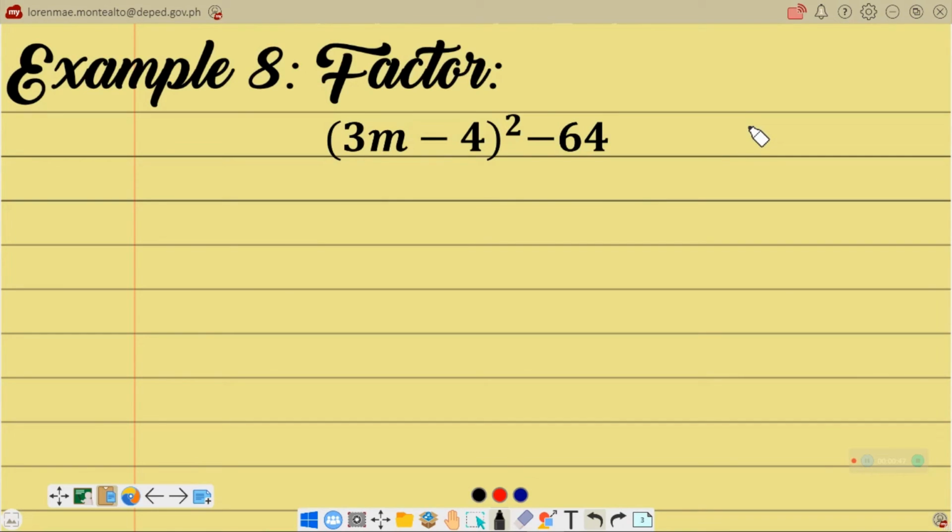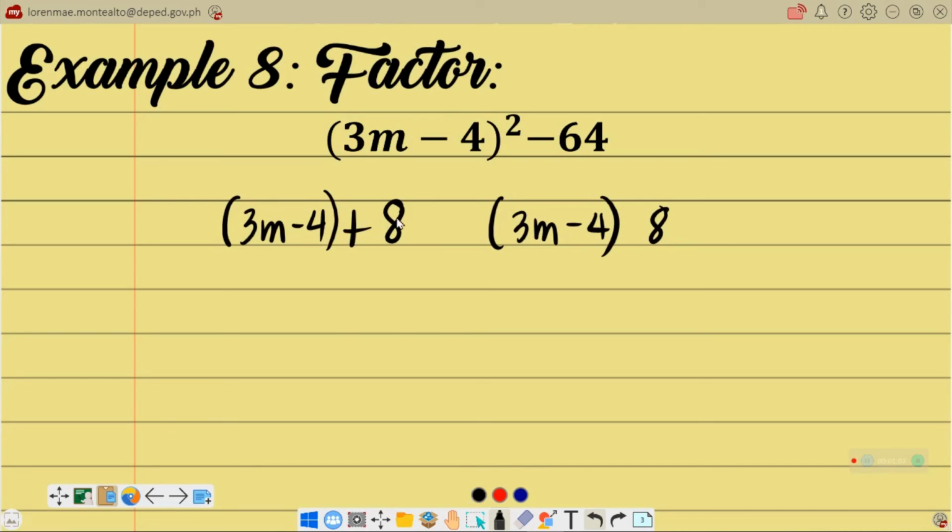So, let's do that. Let's separate the two 3m minus 4. So, we have 3m minus 4, then the other one, 3m minus 4. And then, what is the square root of 64? That is 8. Okay? And then, we have to show the sum and the difference of the square roots of the two terms. And let's not forget our grouping symbol: since we already used parentheses, the next one we should use is the bracket.